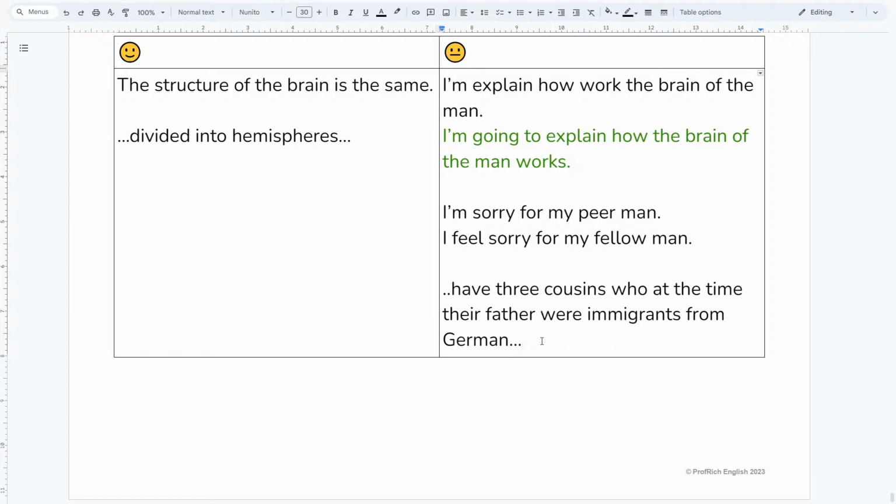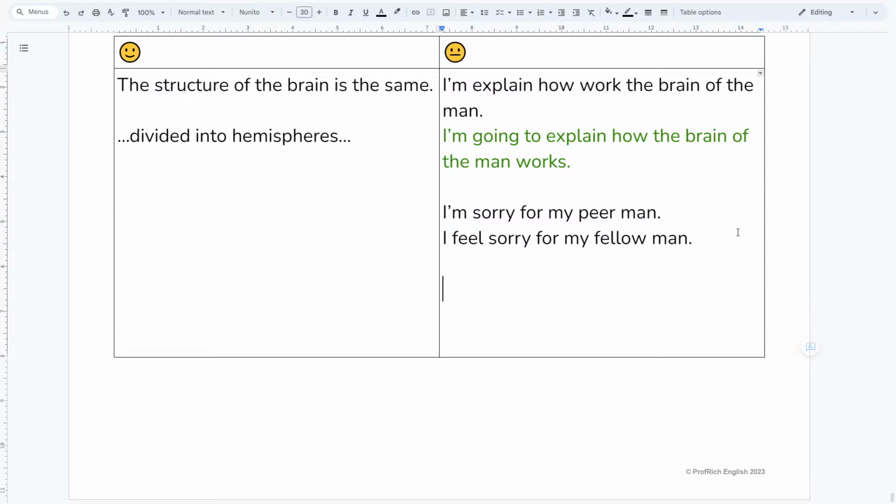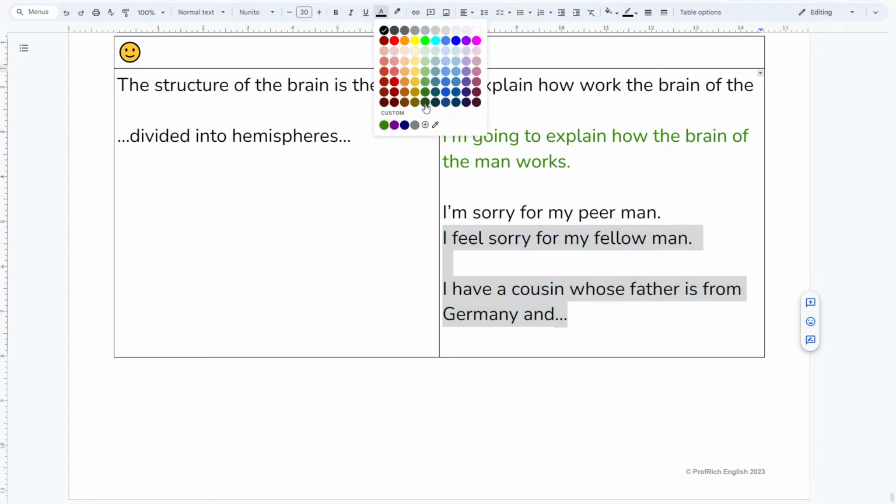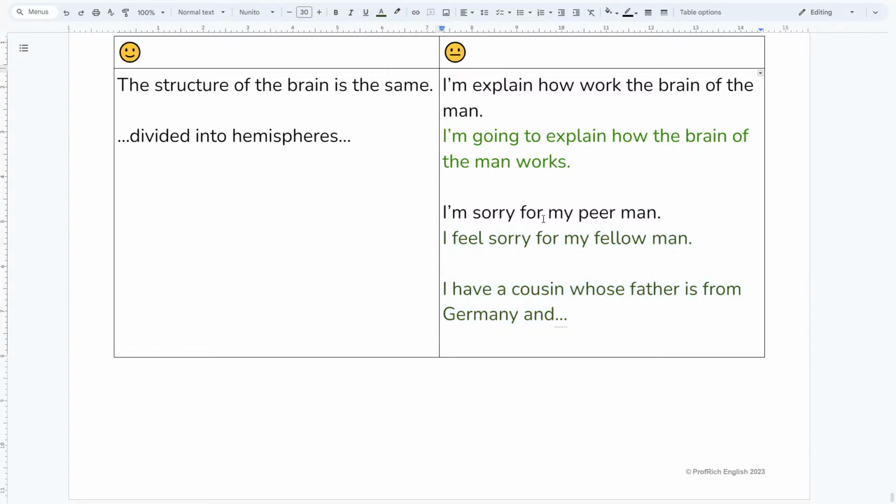And then "I have three cousins who at the time their father were immigrants from Germany." I just didn't understand that. I think you meant to say I have a cousin whose father is from Germany, and so on. Just simplify it, okay? It's too complicated. Great. So there are some corrections for you, Manuel. I hope that helps.